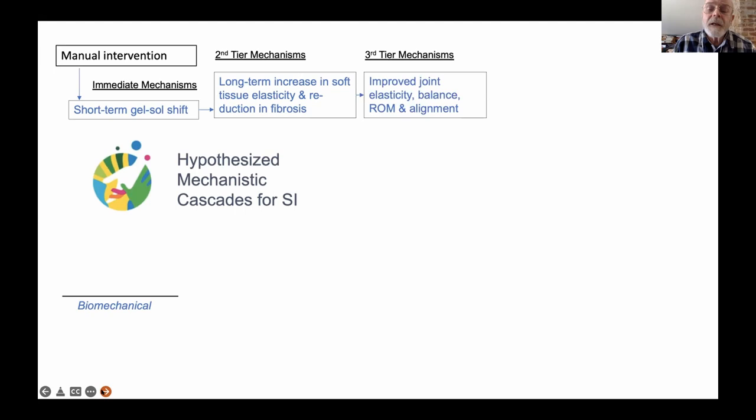Now, we all know you have to be strategically judicious where you apply this. If you're good and you work around the joint, you improve that joint's elasticity. You improve its balance, left to right, front to back. You improve its range of motion, and you improve the alignment of the bony parts. That has to do with how skillful you are in applying your hands to the joint.